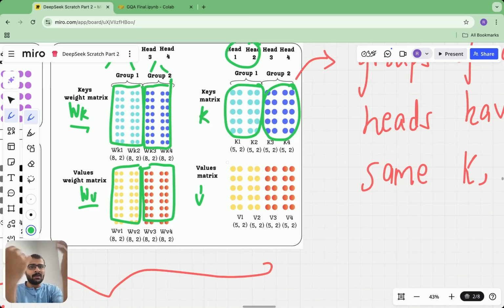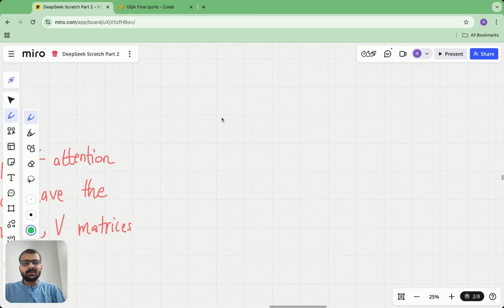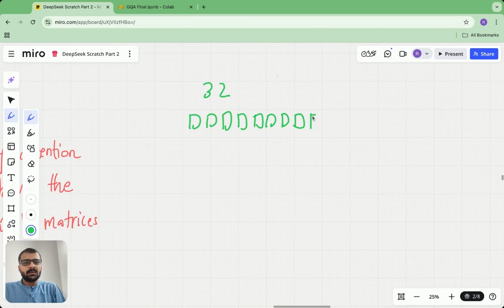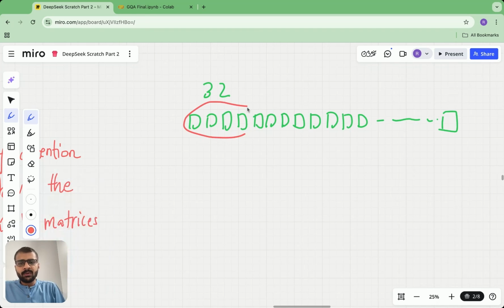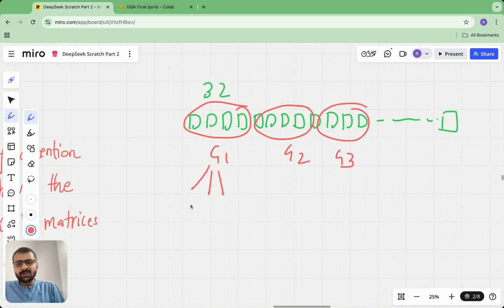Let me lie somewhere in the middle, which means that if there are 32 attention heads, and if I create 8 groups, let me write it here. If there are 32 attention heads like this, then let's say I create 8 groups: the first group G1, second group G2, third group G3, etc. Now in each group I will share the same key value content.